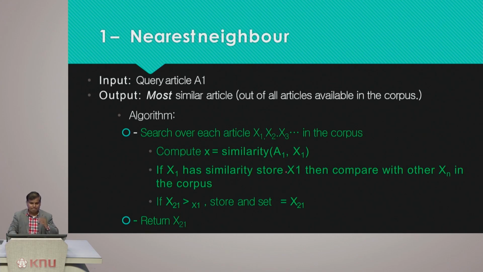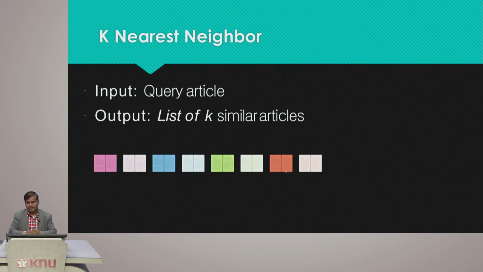But there is another simple algorithm similar to the one nearest neighbor. Now we have the k nearest neighbor. Again, it is very similar to the previous one. You have a query article as the input, and you get as output a list of k similar articles, not just one article, but all those similar articles. You can rank them, for example, if you are expecting 10 or 15 similar articles, then you can suggest those similar articles. Of course, you can suggest according to their rank or according to their similarity percentage or ratio.